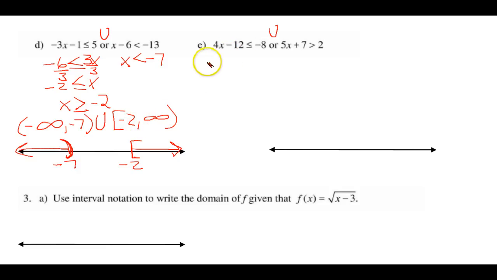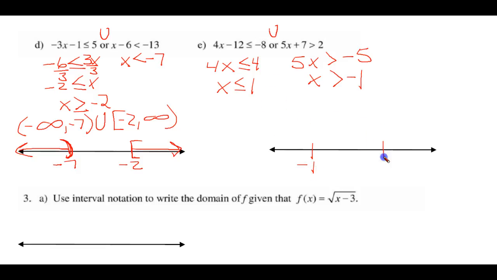All right, let's do this one here now. We have 4x is less than or equal to, we're going to transpose the negative 12. On this side it becomes a positive 12. Minus 8 is 4. Divide both sides by 4. X is less than or equal to 1. Now here we have 5x is greater than, there's no equal symbol there, so transpose that, that's going to be a negative 5. Well, the negative 7 plus 2 gives me a negative 5. Divide both sides by 5, x is greater than negative 1. So we have here a negative 1, and here we have a positive 1.